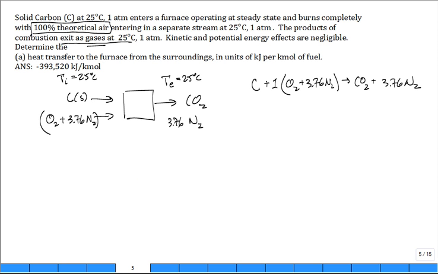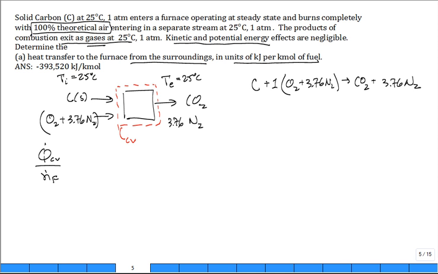So, neglecting changes in kinetic and potential energy effects, determine the heat transfer to the furnace from the surroundings in units of kilojoules per kilomole of the fuel. They want you to calculate Q dot in the CV divided by N dot of the fuel. Where's my control volume? Right there. True?